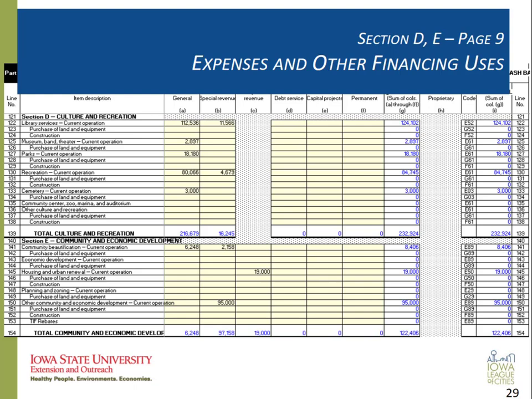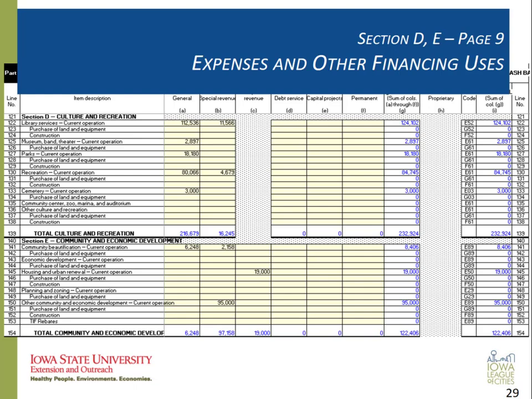Section D covers all of culture and recreation as defined by the state. It has library services, museum, parks, recreation, cemetery. Yes, cemetery is under culture and recreation, and community center. The expenses for the culture and recreation section, section D, typically come from the general fund or special revenues. You may also have a capital project in your culture and recreation category, as you may be doing some kind of park expansion or something with your swimming pool or library. The total of all expenses for section D is shown on line 139.